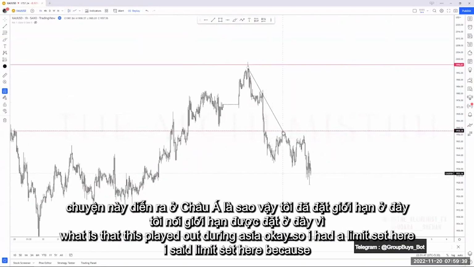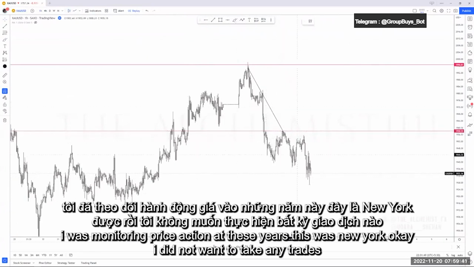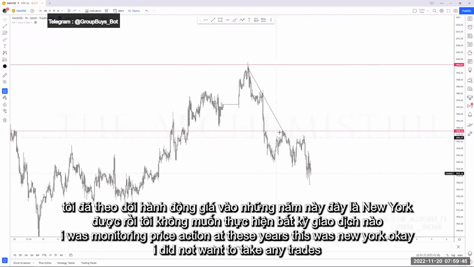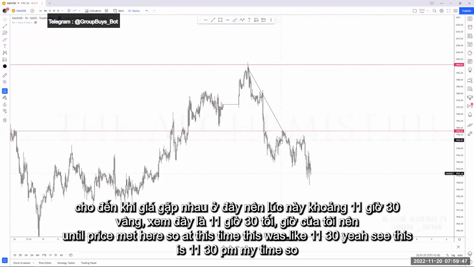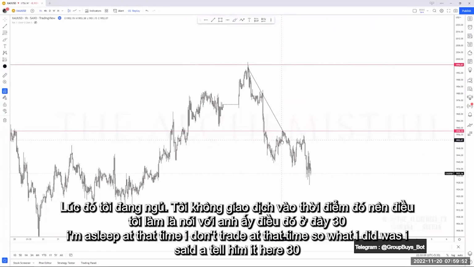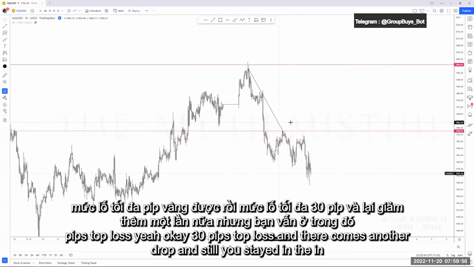Okay, so I had a sell limit set here because I was monitoring price action at these areas. This was New York. I did not want to take any trades until price met here. So at this time, this was like 11:30. Yeah, see, this is 11:30 p.m. my time. So I'm asleep at that time. I don't trade at that time. So what I did was I set a sell limit here, 30 pip stop loss. Okay, 30 pip stop loss, and there comes another drop.